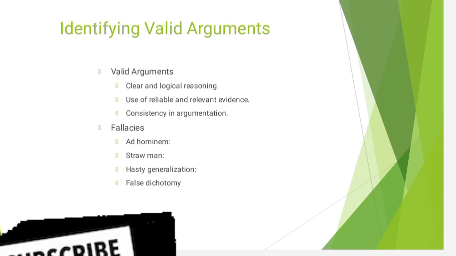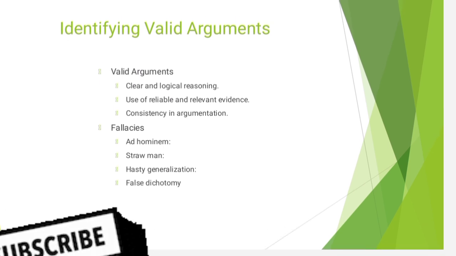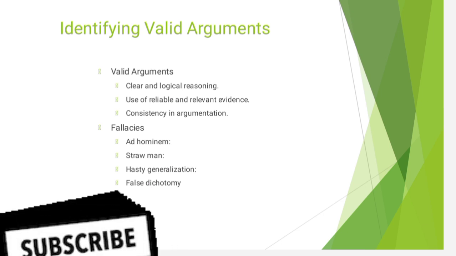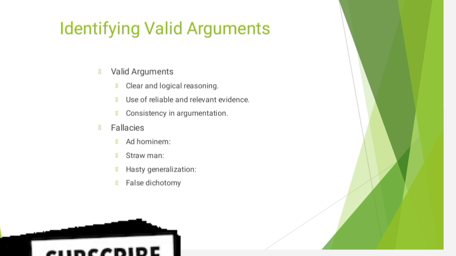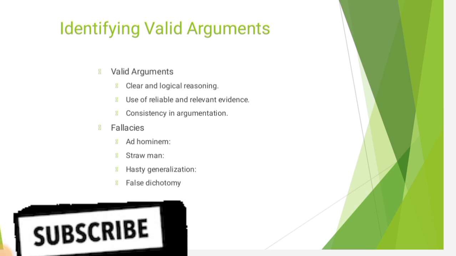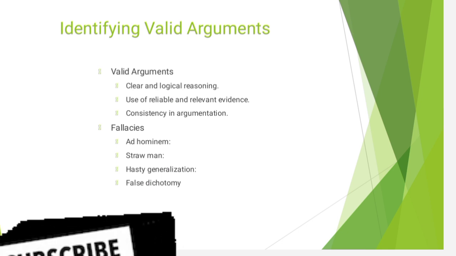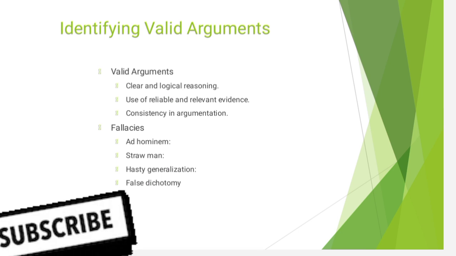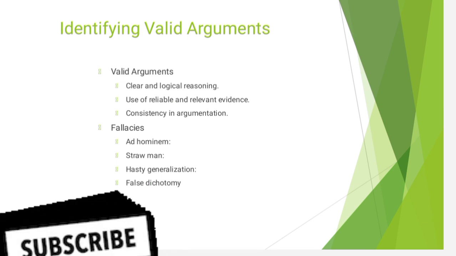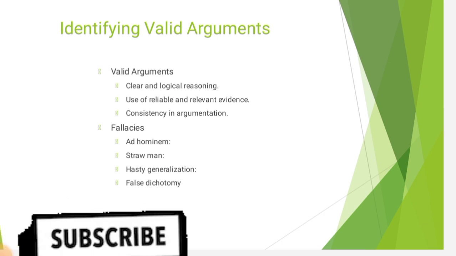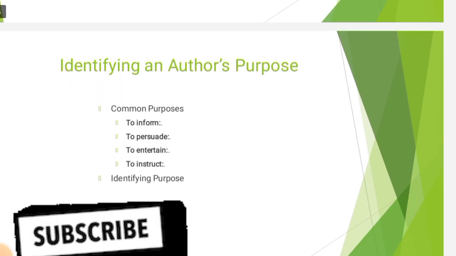Here we can find some common types, like ad hominem, attacking the person instead of the argument, a kind of personal attack. And straw man, misrepresenting an argument to make it easier to attack. And hasty generalization, making a broad statement based on limited evidence. And false dichotomy, presenting only two options when more exist, so not giving more choices to the readers.